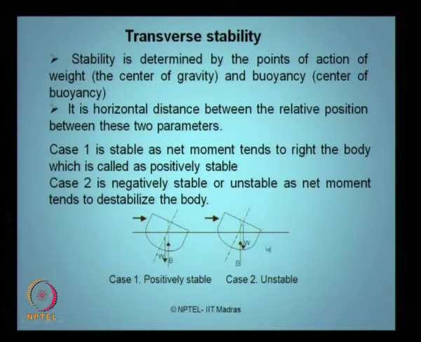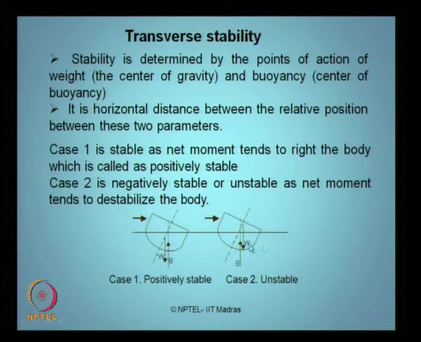Let us look at two cases. Case 1 is stable as the net moment tends to right the body. What do you understand by right the body? Let us say the body is subjected to a transverse force as shown by this arrow, whereas the moment caused by this couple is counteracting this force. I call this tends to right the body. Therefore I will say that if this system exists then it is positively stable.